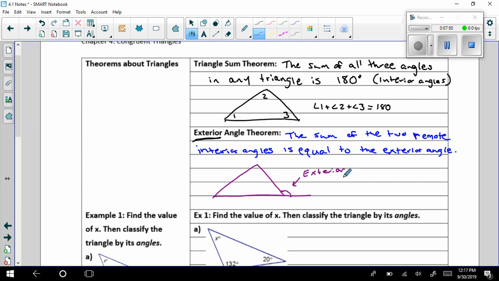So the measure of this angle, we'll call this 4, and we'll number this one the same as above, is equal to the sum of the 2 angles that are not adjacent to it. We call those remote. If you think of a remote worker, they work from home, they don't work in the office. So angle 1 plus angle 2 is equal to angle 4. All right, so these are your remote interior angles.